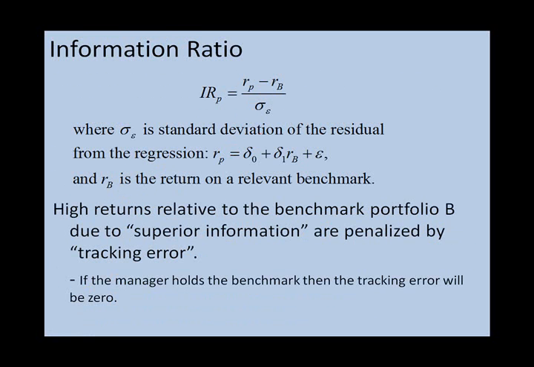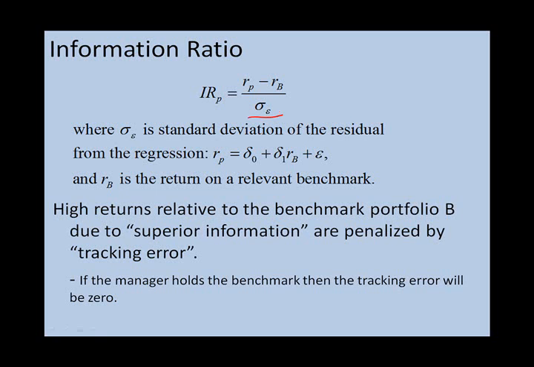The final ratio that we're going to consider is called the information ratio. This is another very popular ratio. It's used a lot, particularly by Barclays Global Investors, who are one of the biggest fund managers in the world. Formally, the information ratio is calculated as the returns on your portfolio minus the returns on a benchmark portfolio, all divided by sigma epsilon. And you may be thinking, what's sigma epsilon? Sigma epsilon is effectively what we would call tracking error.